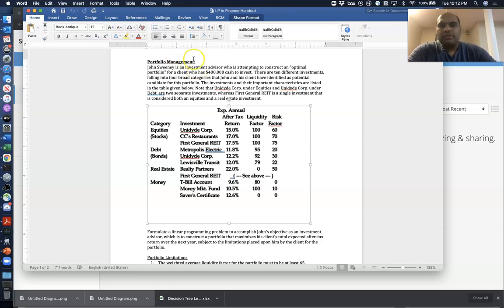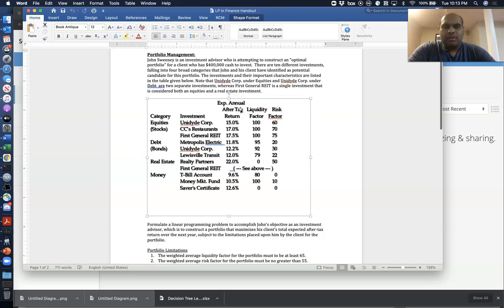Right, so John Sweeney is an investment advisor who wants to construct an optimal portfolio for a client who has $400,000 to invest. There are 10 different investments that fall into 4 different categories. The investments and their important characteristics are listed. You'll notice that there is something called the liquidity factor and something called the risk factor, and we will keep track of those.